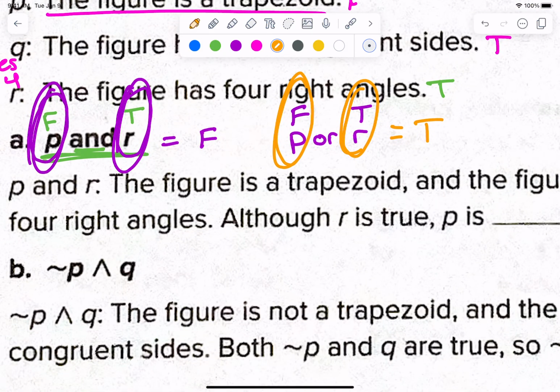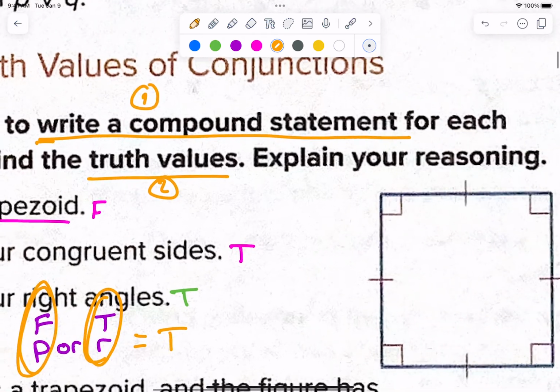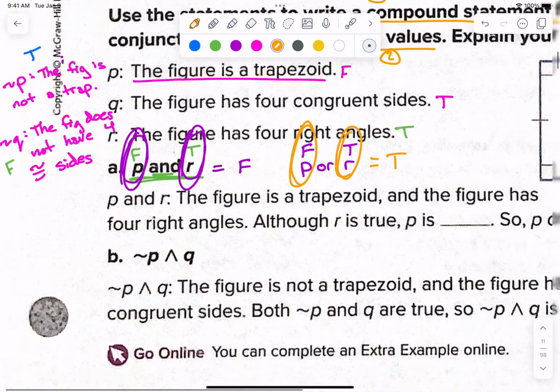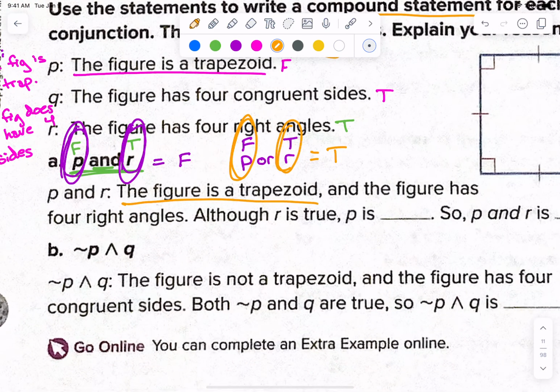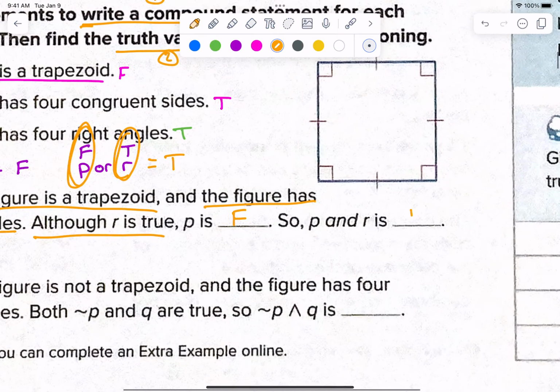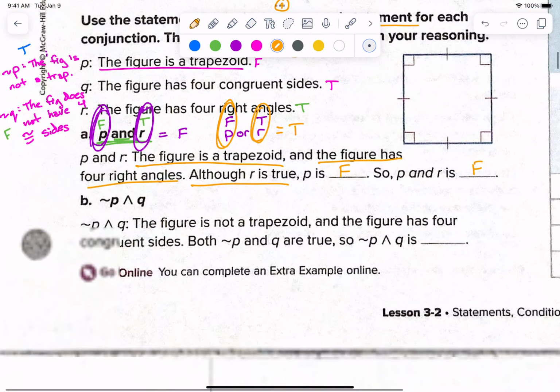So, writing out, that was step number 1. Write a compound statement. We have to write it out. P and R says the figure is a trapezoid and the figure has 4 right angles. So is it true that the figure is a trapezoid and it has 4 right angles? It has 4 right angles, but it's not a trapezoid, so the whole thing is false. Although R is true, P is false. So P and R is false. Do you see how this works? Okay, it's a lot of statements to go over.